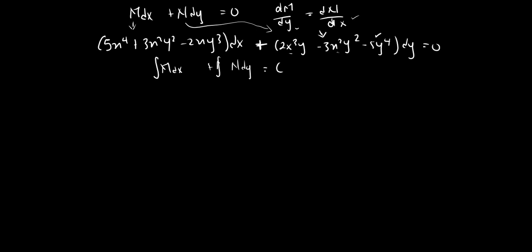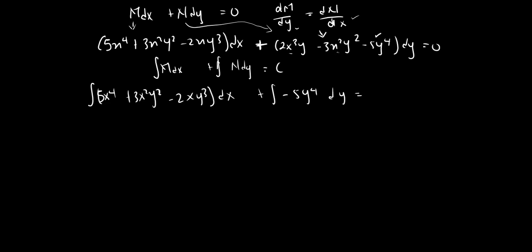But for m, we're going to be integrating every single thing with respect to x, making y a constant, right? So we're going to have the integral of 5x to the power of 4 plus 3x squared y squared minus 2xy cubed dx plus the integral of n. But for n, we're only going to be integrating minus 5y to the power of 4 dy is equal to c. So that is the condition that was given for this question.